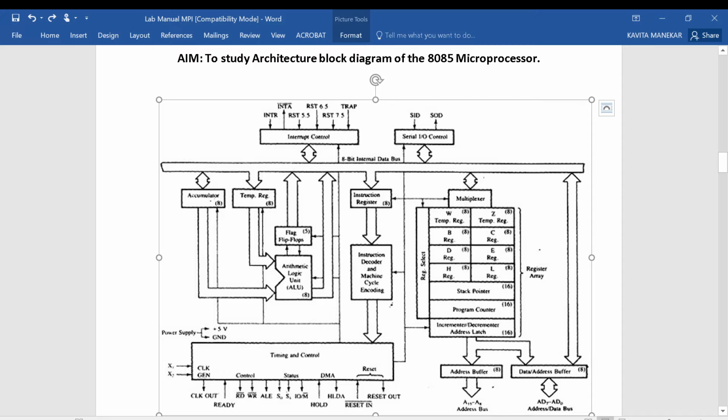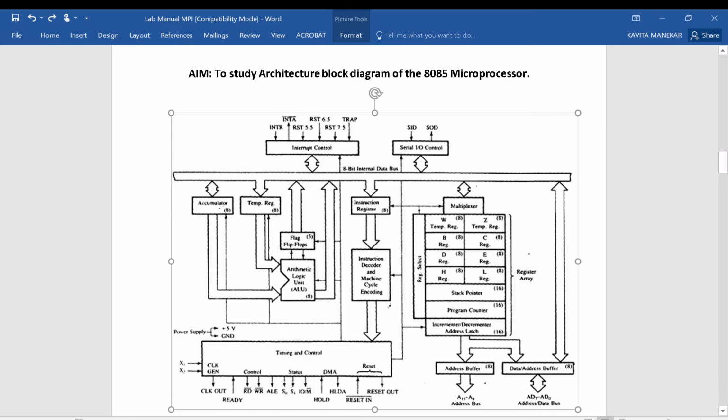Now what is the role of this ALE pin? It is used while multiplexing the address and data at the address data buffer. Means at a time either the line will be used for A0 to A7 address or D0 to D7 data. So it is given by the address latch enable pin, which will enable the multiplexing to transfer the address.